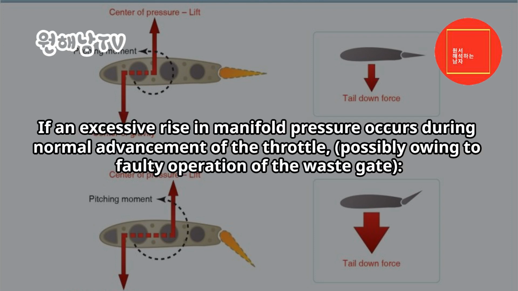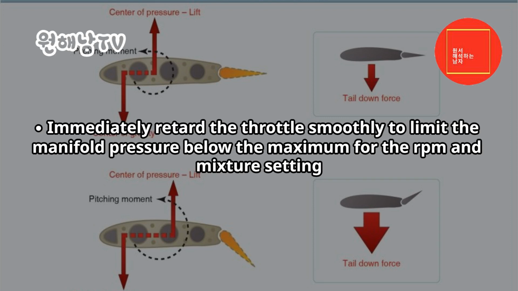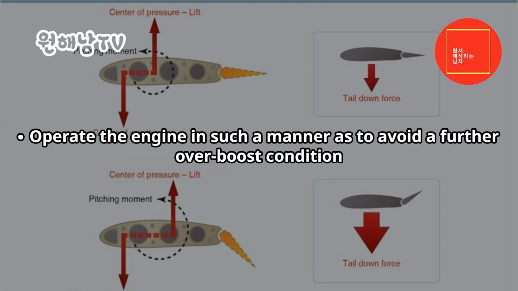Overboost condition. If an excessive rise in manifold pressure occurs during normal advancement of the throttle, possibly owing to faulty operation of the wastegate, immediately retard the throttle smoothly to limit the manifold pressure below the maximum for the RPM and mixture setting. Operate the engine in such a manner as to avoid a further overboost condition.